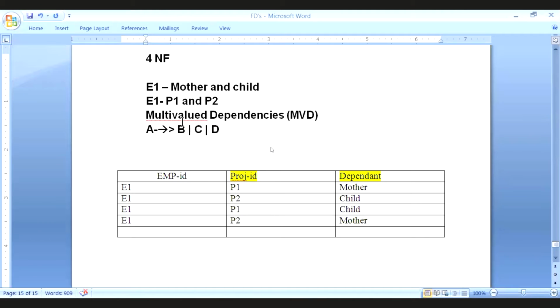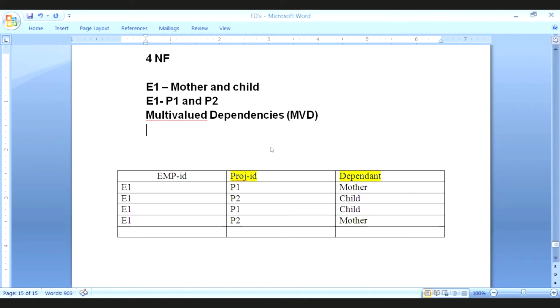So B, C, D are attributes, and everybody is independent of each other except A. A is associated with multiple values of B. A is associated with multiple values of C. A is associated with multiple values of D. Such a scenario is really very rare. It generally doesn't happen. So if it happens, then we will say A multi-determines B, A multi-determines C, A multi-determines D. And B, C, D are independent of each other.